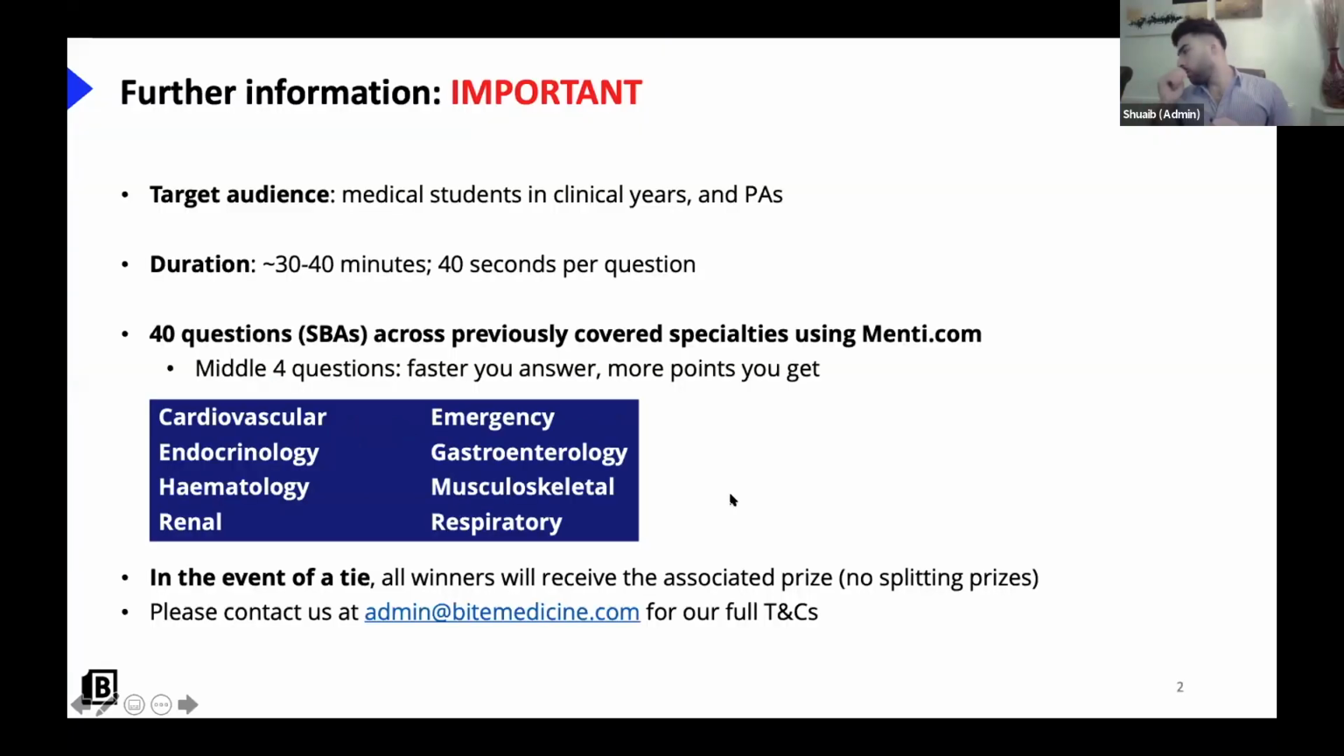So let me move Shoaib out of the way. All right. So this quiz is something that we've had in the pipeline for a while now, and I guess we're super happy that it's finally going ahead. The target audience for this is really going to be any medical students in your clinical year and physician associates as well. All of the content that we're going to be covering today in this quiz is going to be based on previous content that we have covered in all of our webinars.